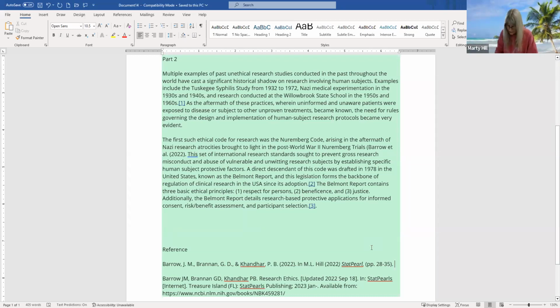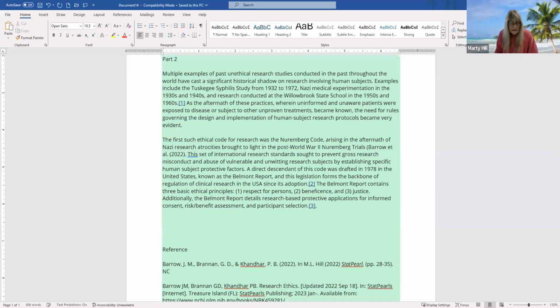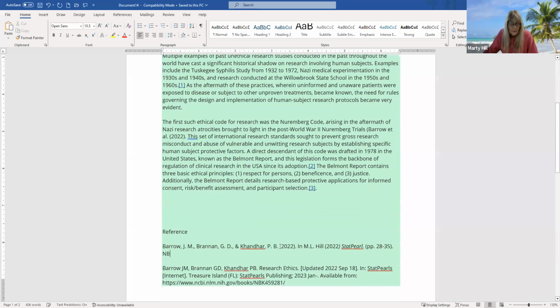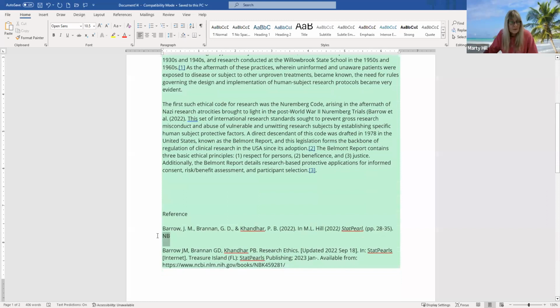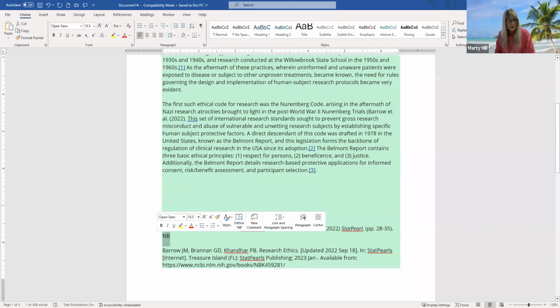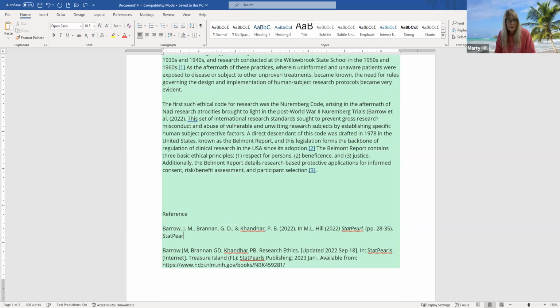Is that NIH? NCBI. No, StatPearls is the publisher. And then you put the publisher's name, StatPearls Publishing.